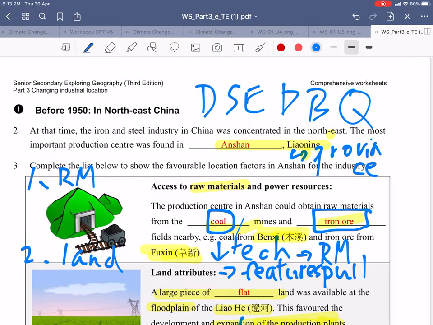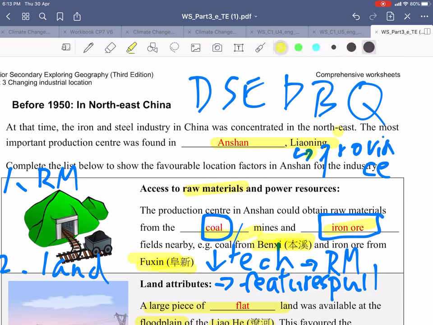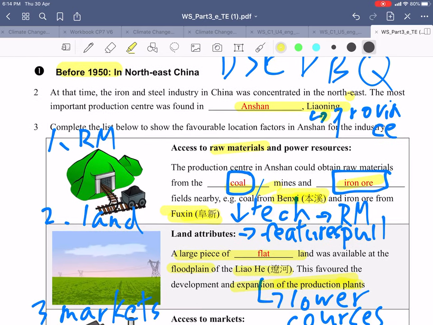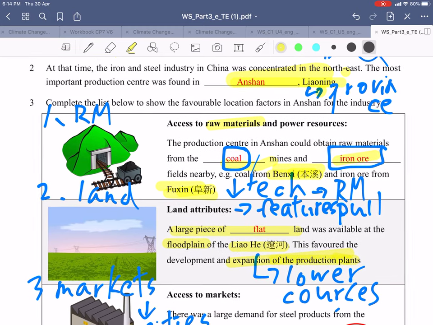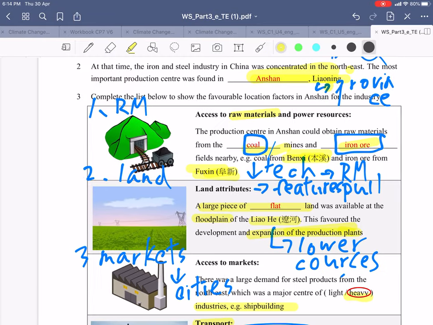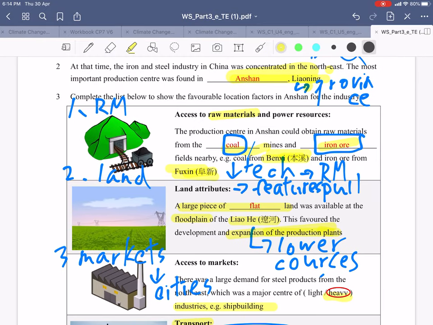So first of all, where do we start? We had better start with the things before 1950, during the establishment of the CCP China. So first of all, where are the iron and steel plants? Most of them are in Anshan, Liaoning. Why is this happening? How do we explain this for every kind of industrial location? We have to start with the industrial factors that we have talked about at the very beginning.